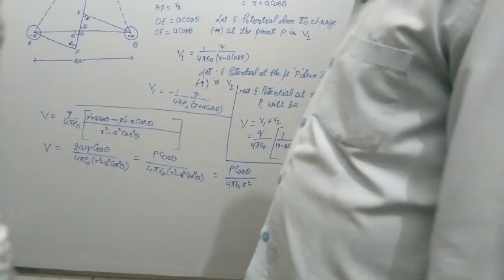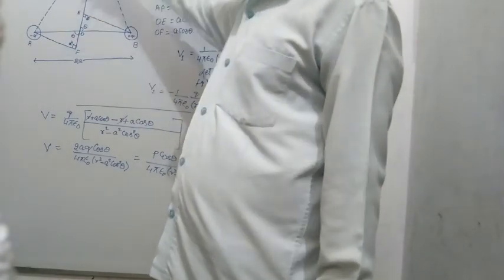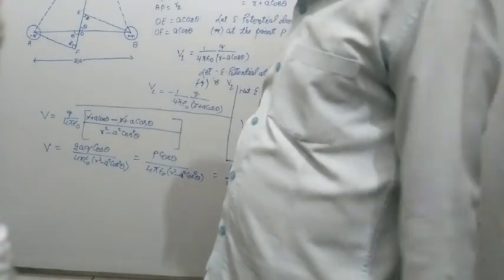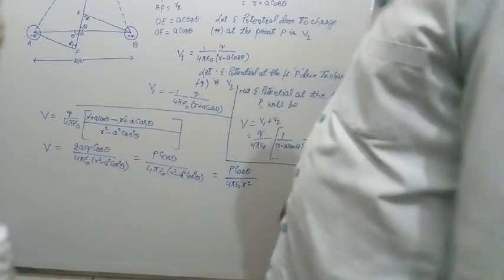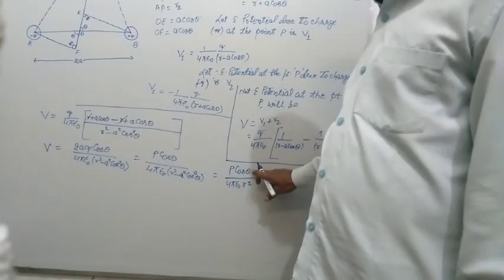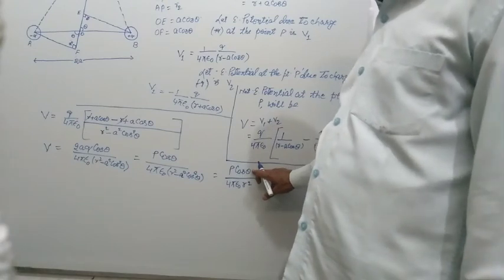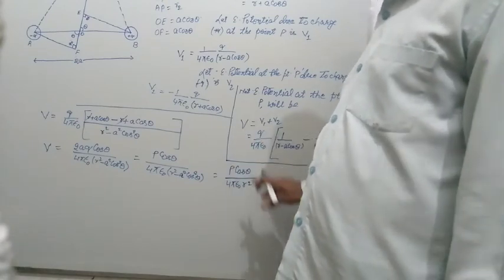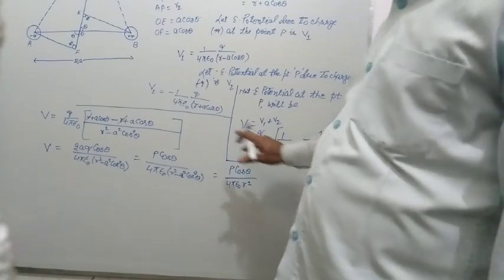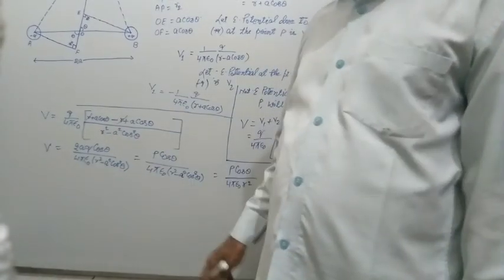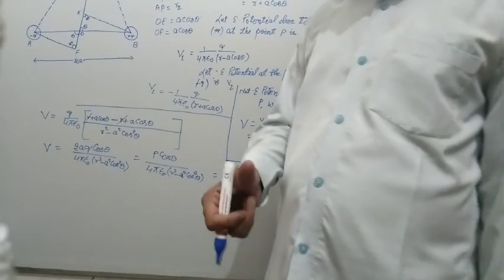But if this point P lies on the equatorial line, then theta will be equal to 90 degrees. So cos 90 is equal to 0, and in that situation, the value of electric potential at the point P will be 0.